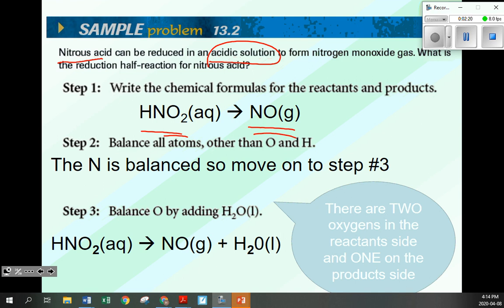Step number 2, balance all atoms other than oxygen and hydrogen. 1 nitrogen here, 1 nitrogen here. We don't have to add any coefficients. This is the only time where you'd add a coefficient. So we move on to step number 3. We're going to balance our oxygens by adding water. Okay, let's take a look over here. We have 2 oxygens on this side, 1 oxygen on this side. So we have to add 1 water because I want to end up with 2 oxygens on the product side.